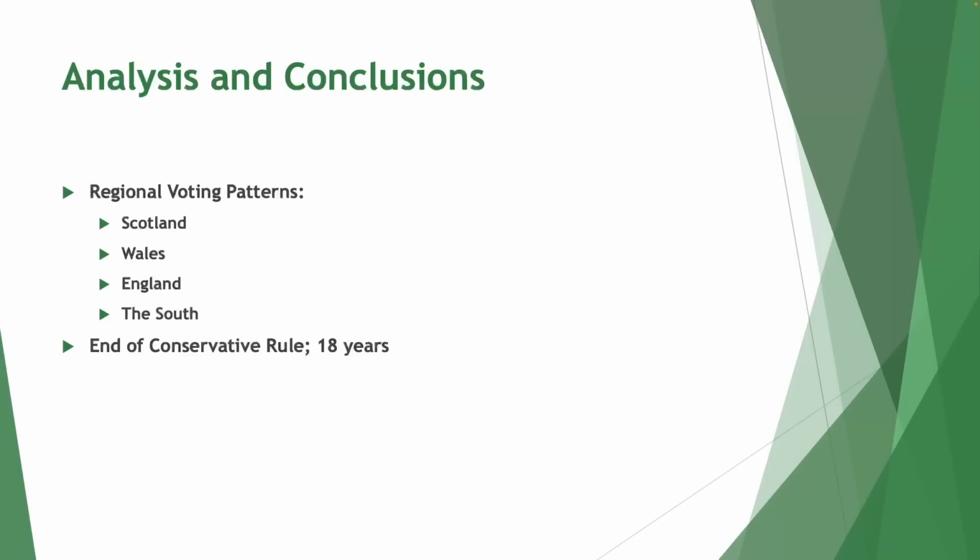As a general conclusion then, the 1997 election marked an end to the 18 years of Conservative rule, which began in 1979 under Margaret Thatcher. The Labour Party returned to power for the first time since 1979 with the ousting of James Callaghan, and Labour's victory reshaped the British political landscape. This was a period of New Labour that would last from 1997 all the way to 2010.